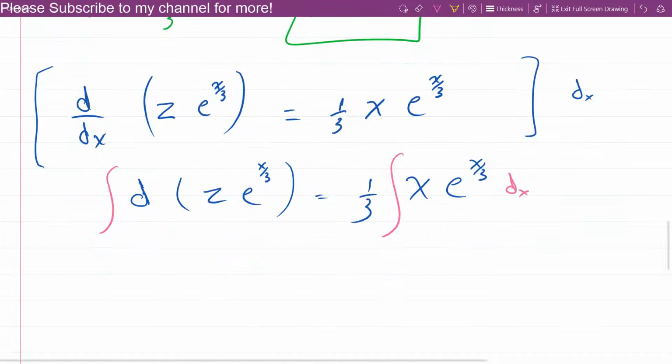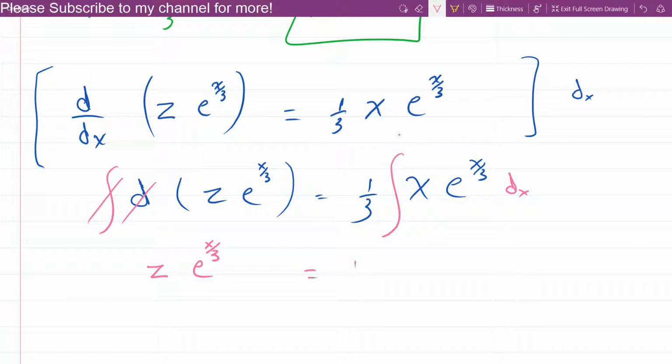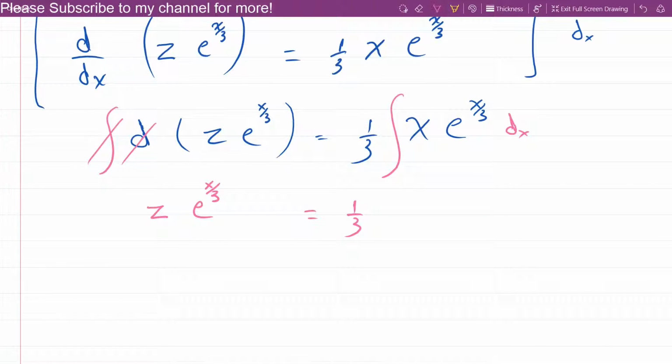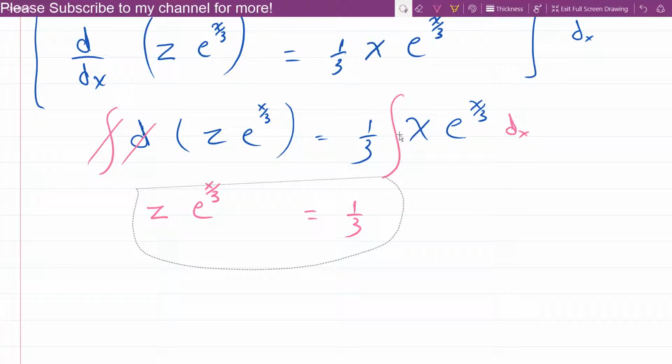Now, the fundamental theorem of calculus says the integral of a derivative is just the function itself. That's why this is convenient. I can easily solve for this. And the right hand side, of course, is integration by parts, x e to the x over 3. So by parts, let me drag this down a little bit.